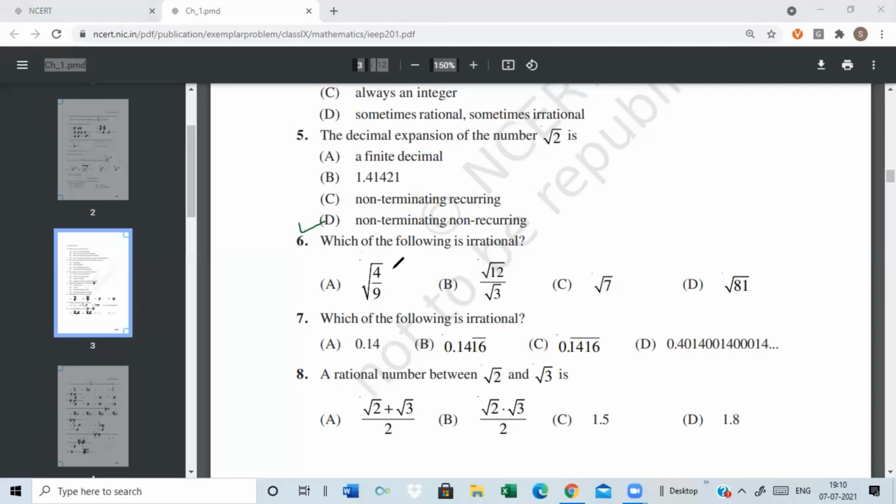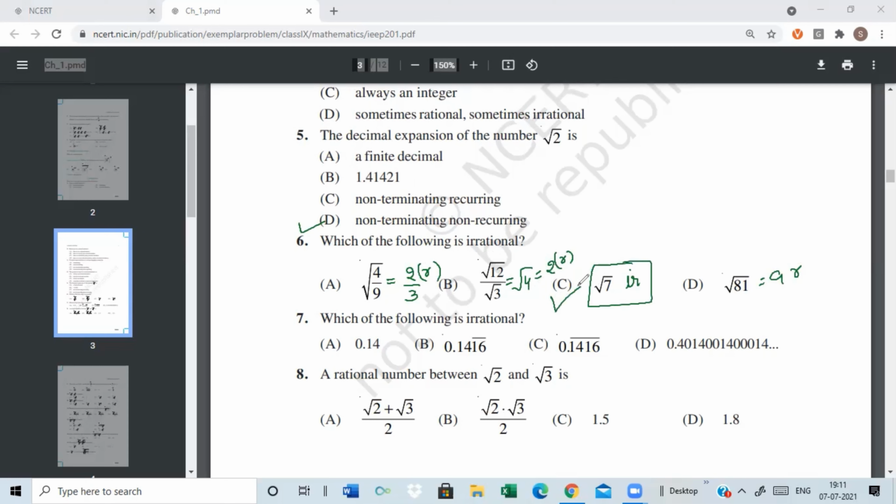So we can do this by simplifying them first. Now root 4 by 9 can be simplified to 2 by 3. Square root of 4 is 2, square root of 9 is 3. Now root 12 by root 3 is root 4, which is equal to 2, which is again a rational number. Root 7 we cannot further simplify, and this is an irrational number. And root 81 is 9, which is a rational number. So the answer is C.